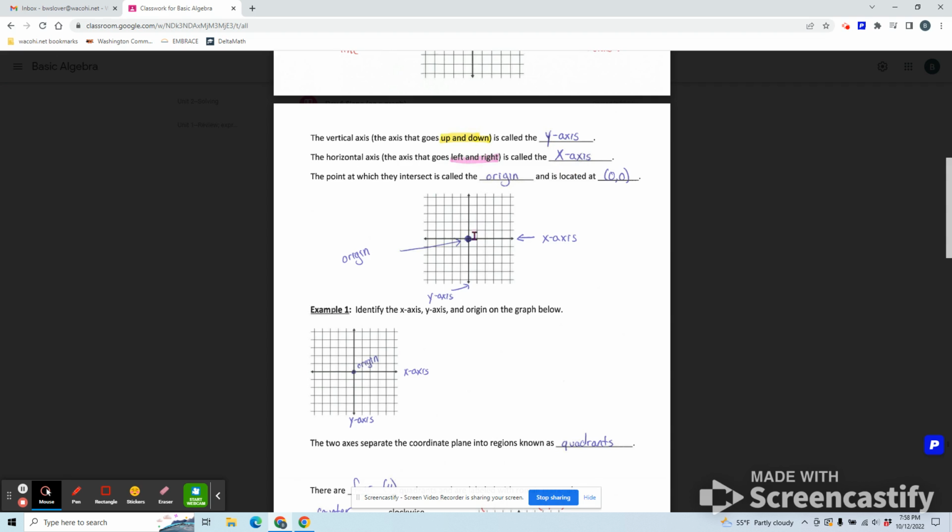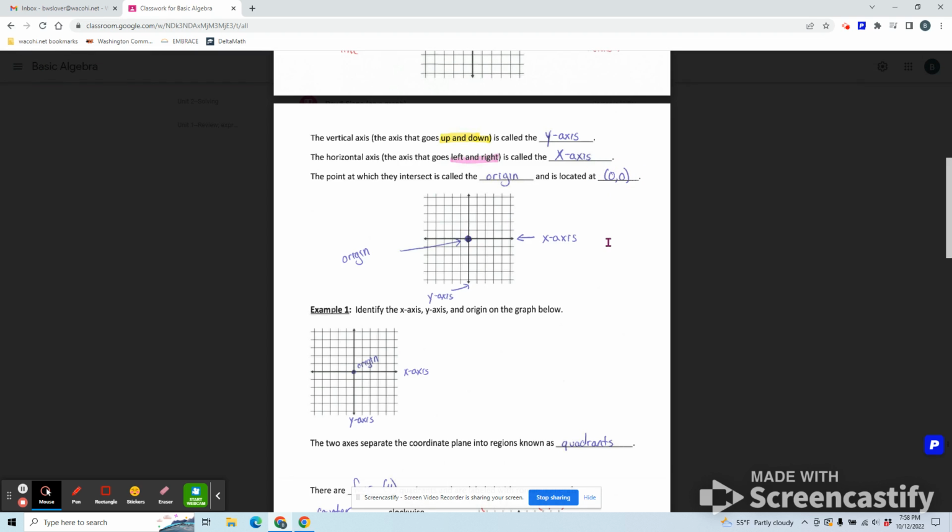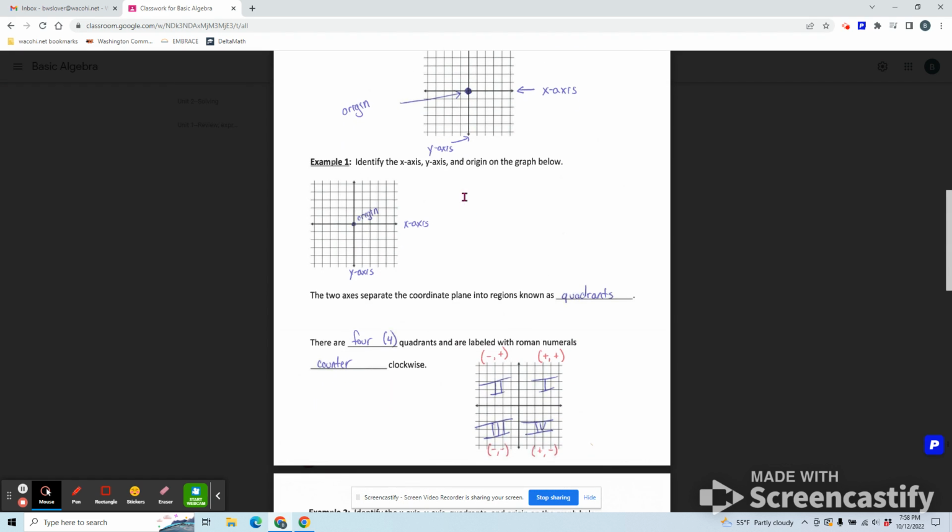The point at which they intersect is the origin. So right here is the origin where both axes intersect. And it's located at 0, 0. Right now, this may not make sense, but we're going to get there. But the 0, 0 is just telling you that's where it starts. That's the beginning. So this is asking you to label that information.